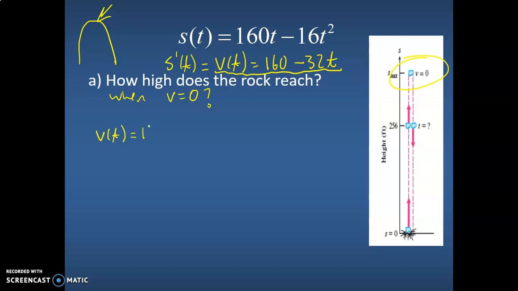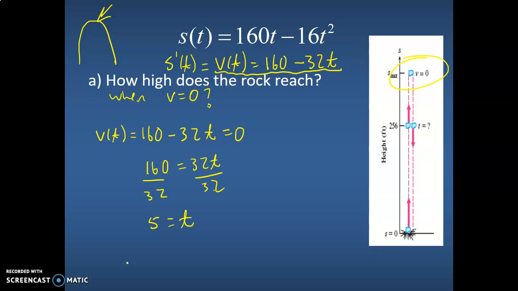Now, in order to answer this question, I need to know when the velocity is equal to zero. So I'm going to set this equation equal to zero. I can move the 32t over to the other side and then divide by 32. So 5 is equal to t. This is measured in seconds in this problem. Note that the question didn't ask when the rock reaches the highest point. I just had to find that to answer this question.